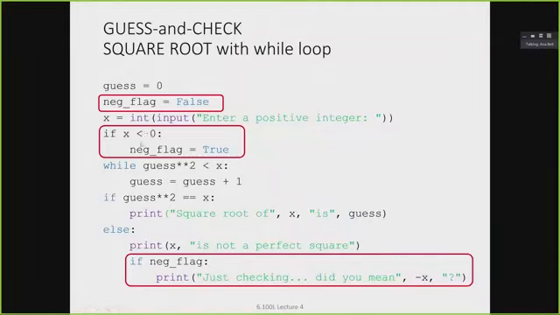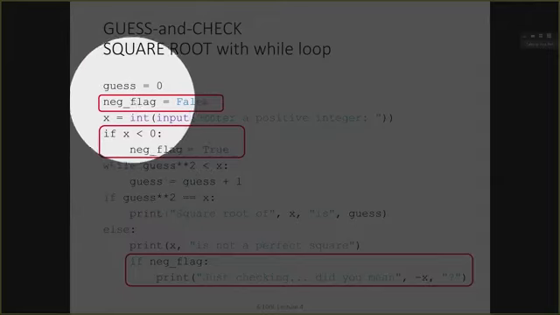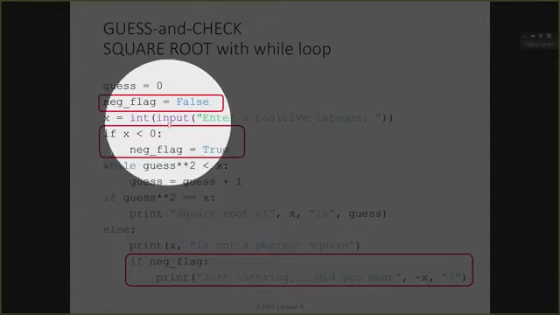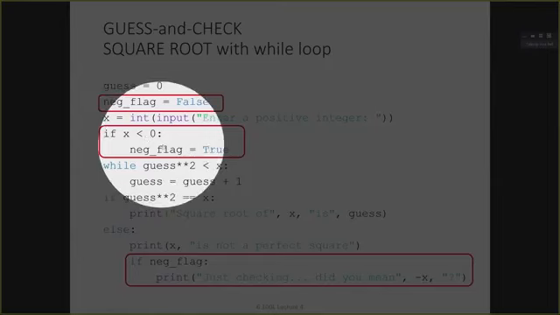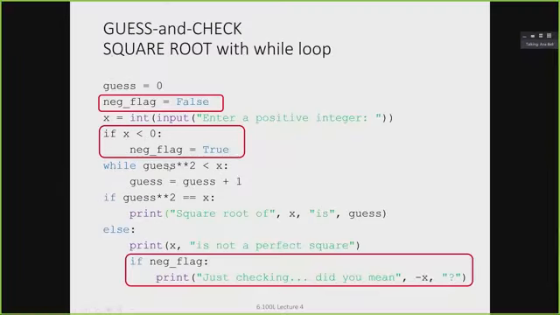So in fact, we could have just had a little if else here, right? We get the x, we don't have this line up here. We have x is equal to int, and then we say if x is less than 0, neg flag equals true, else neg flag equals false. We could have done that as well.